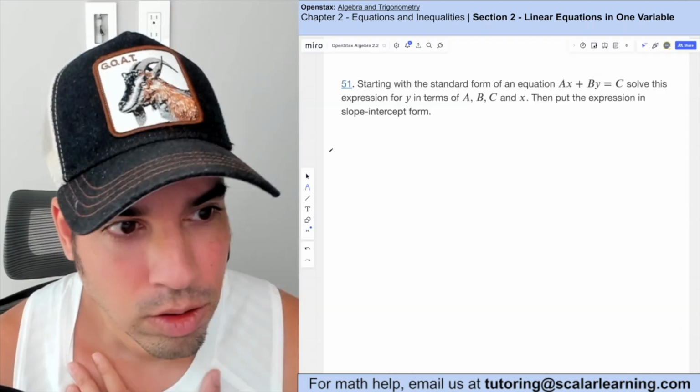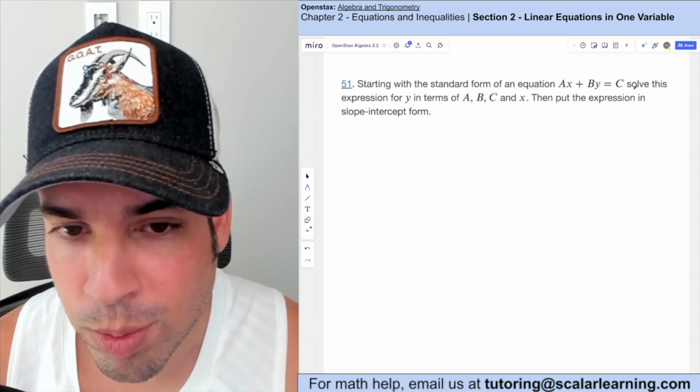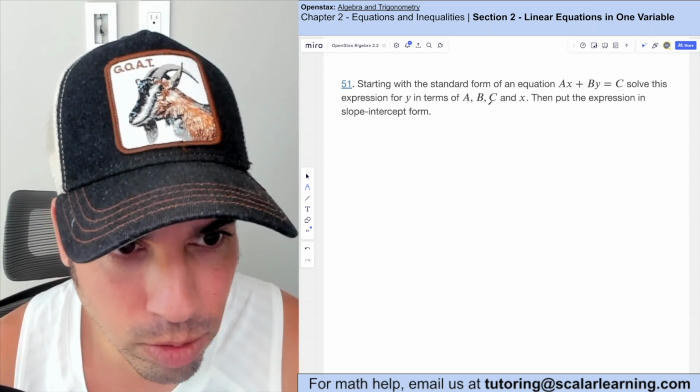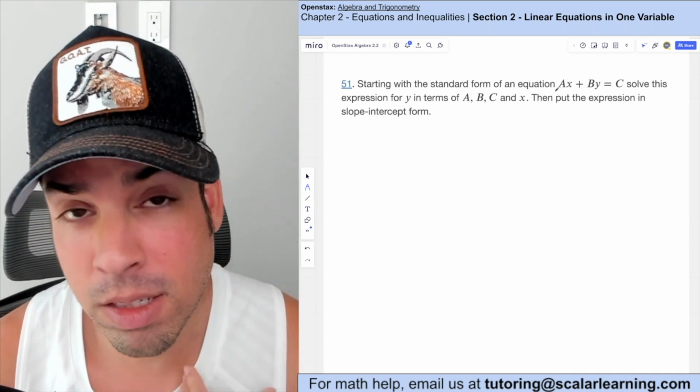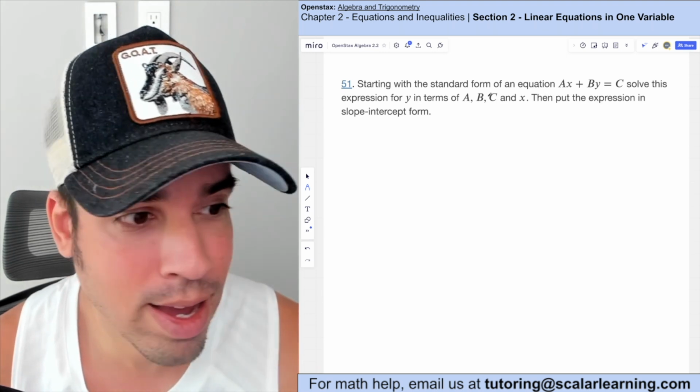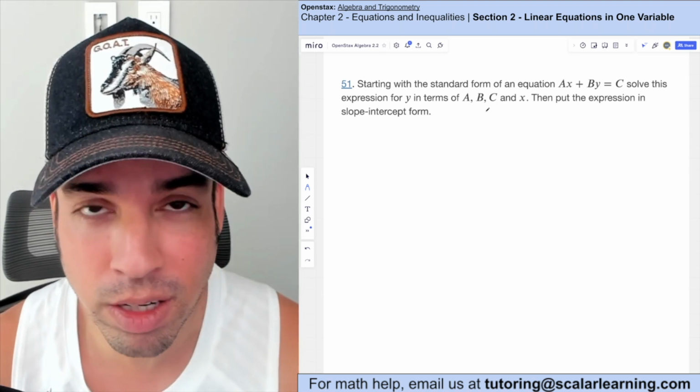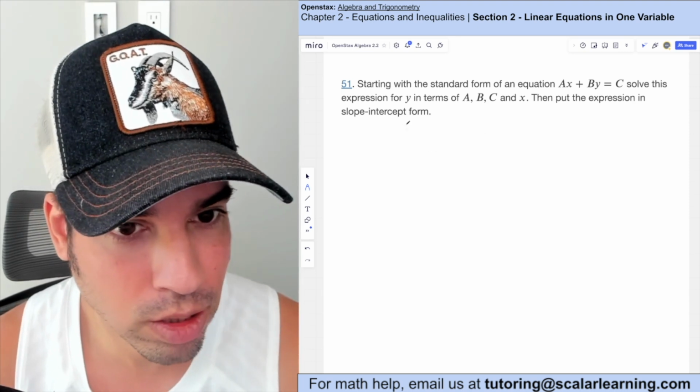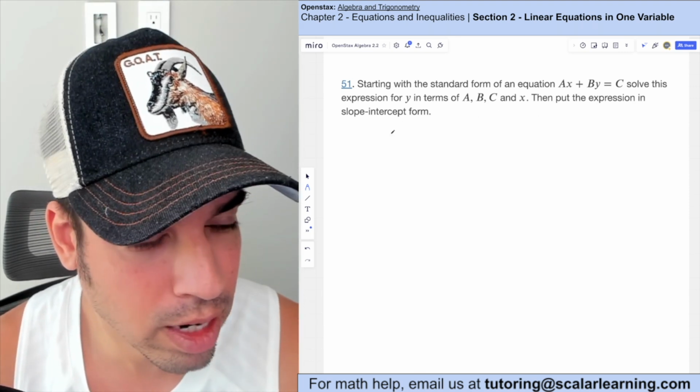Boom, done. Starting with the standard form of the equation ax plus by equals c, solve this expression for y in terms of a, b, c, and x. So basically all we're doing is isolating y, and that in and of itself will essentially put it into slope-intercept form. So check this out. First, I'm going to subtract ax from both sides.